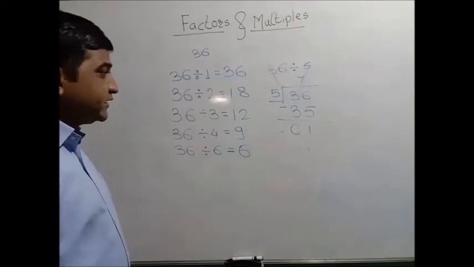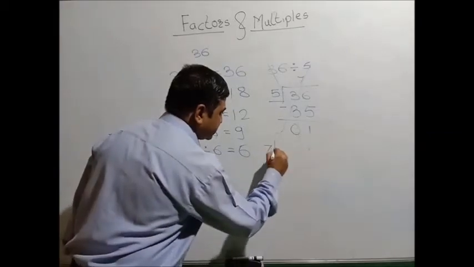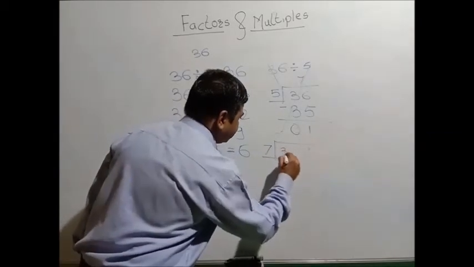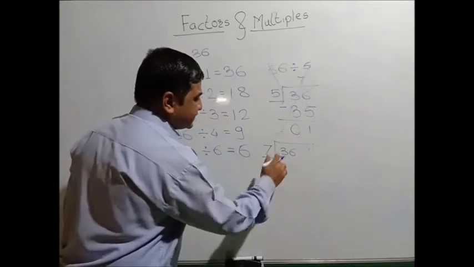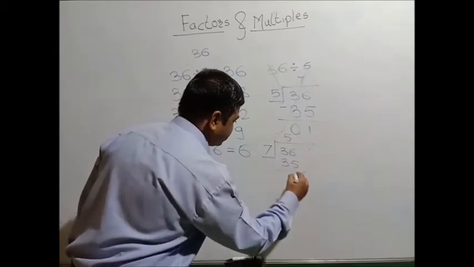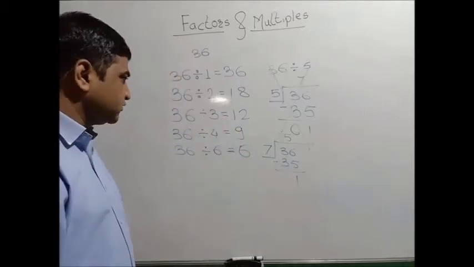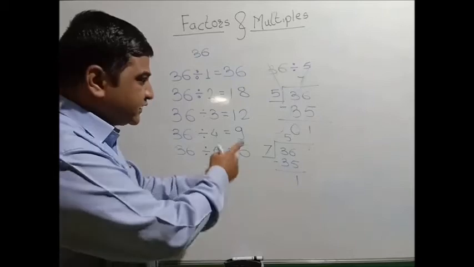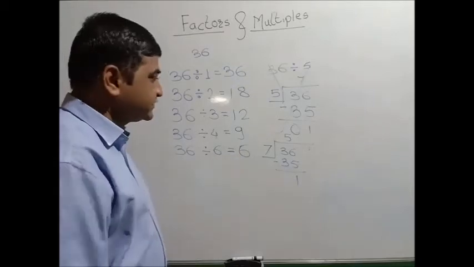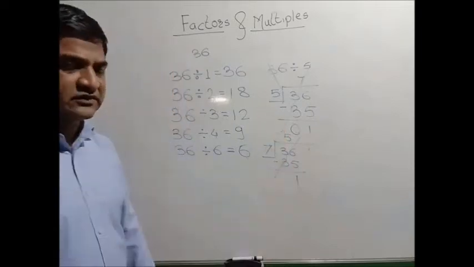Well, can 36 be exactly divided by 7? Let us do this. 36 is divided by 7. 7 5s are 35 again, and what remains is 1. In this case also we are getting the remainder as 1. So 7 is not an exact or perfect divisor of 36 and cannot be said as a factor of 36.